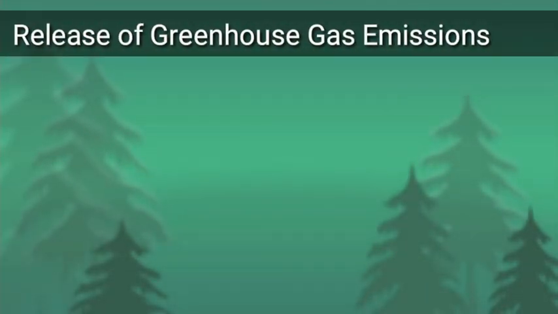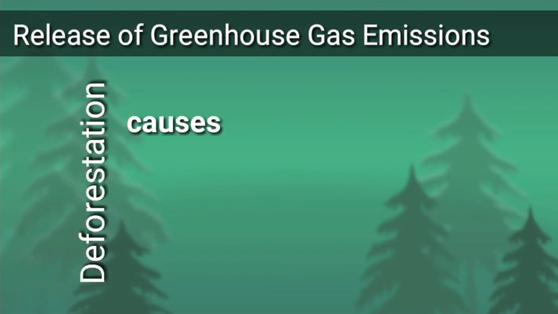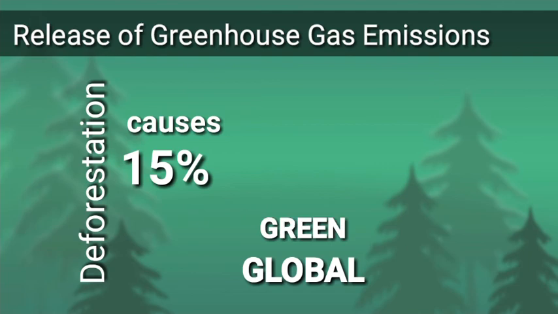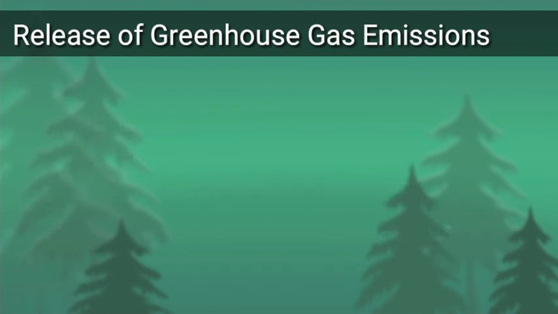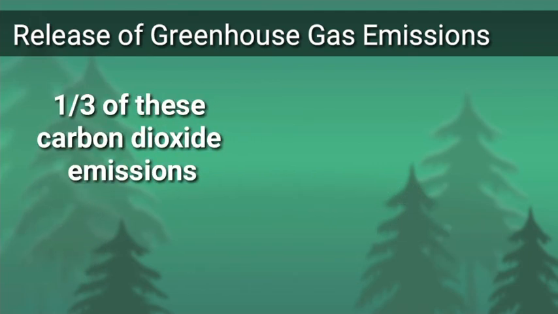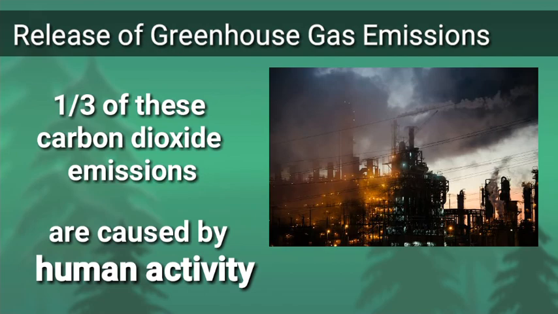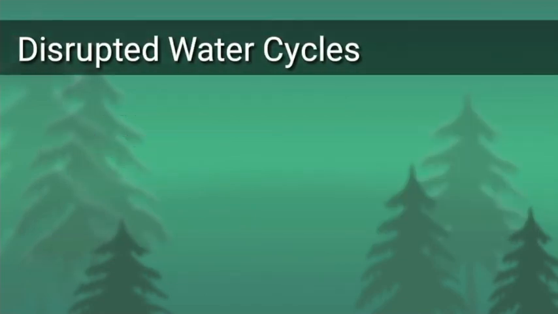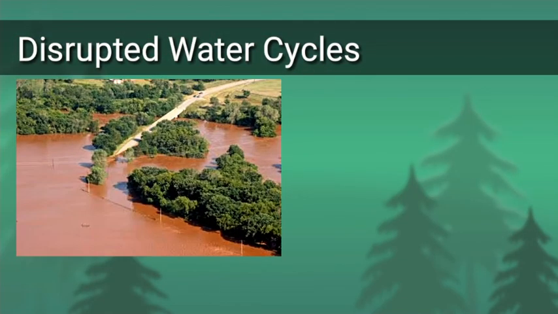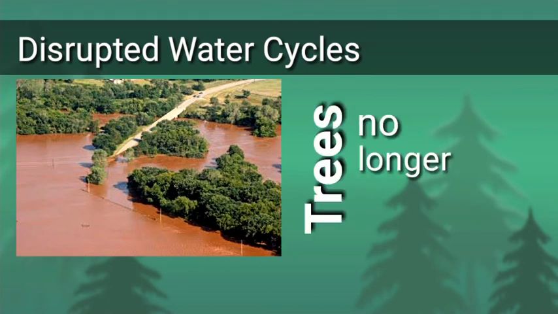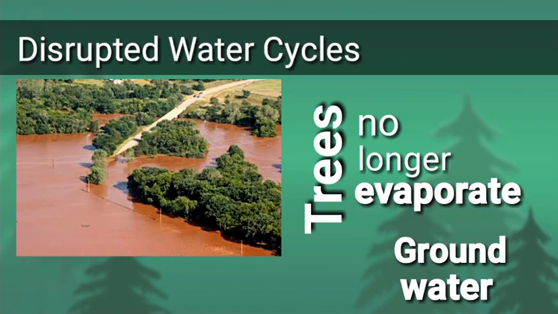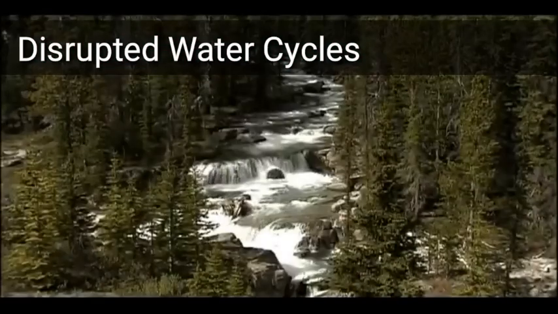Release of greenhouse gas emissions. Deforestation causes 15% of global greenhouse gas releases. 1/3 of these carbon dioxide emissions are caused by human activity. Disrupted water cycles. As a result of deforestation, trees no longer evaporate groundwater, causing the local climate to be drier.